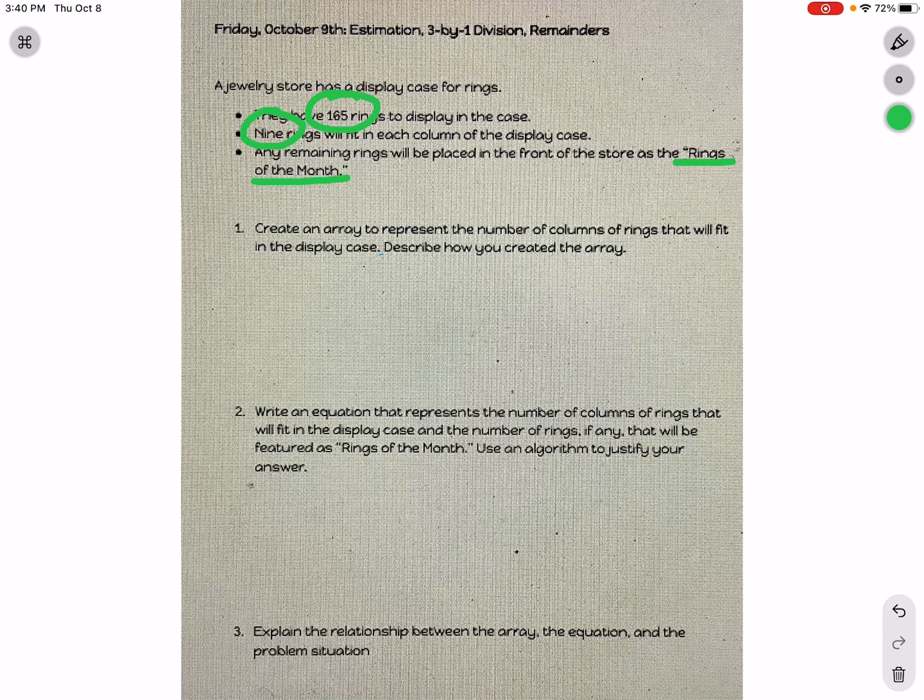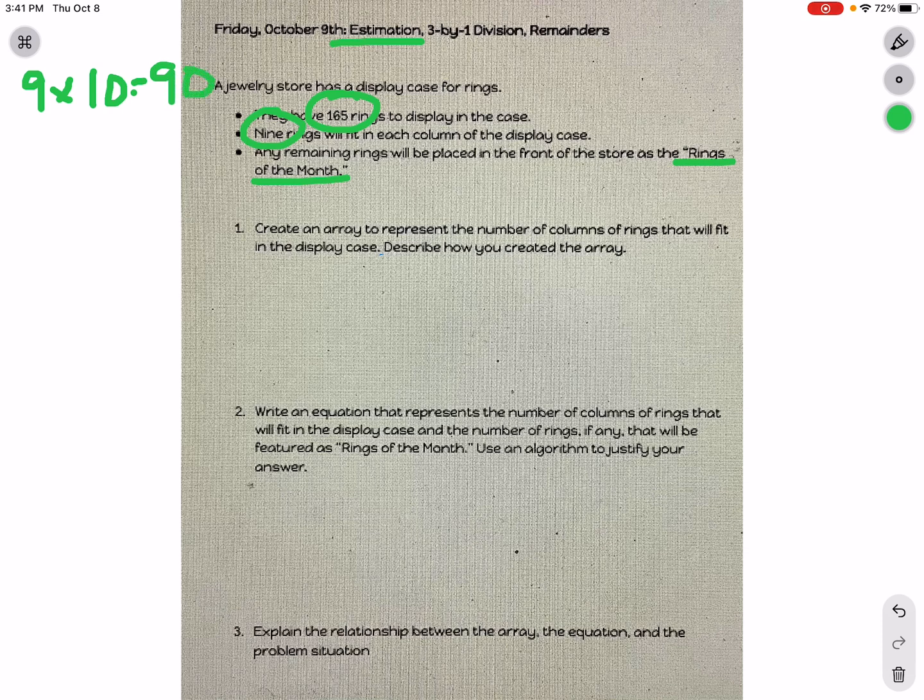Okay, hopefully you've had a chance to work through this. The first thing I'm going to do is use this strategy we call estimation. I think it's going to help me get close to where I need to be. I know I've got to get to 165, and I know that 9 rings will fit in each column. I've got to figure out how many columns will fit in the display case. Well, I'm going to work with numbers that I'm comfortable with. I know that 9 rings times 10 equals 90.